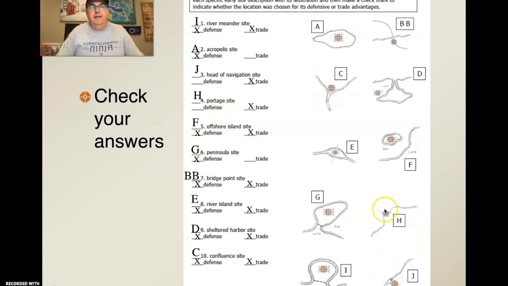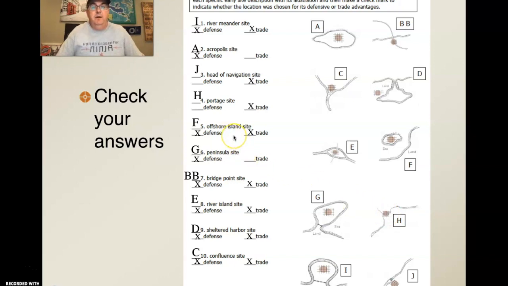Portage site, H, right here. This is where two bodies of water come in and you have to maybe carry it across from one body of water to another. In this case, I'm showing rivers, but it could be lakes also. That's oftentimes the case. Like Buffalo, New York would be a good example of that.